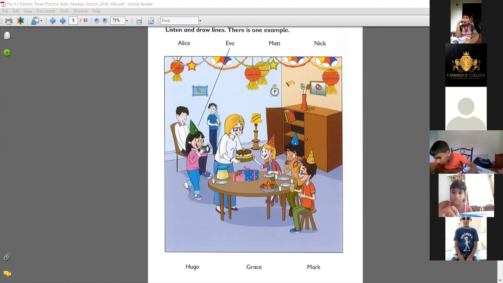Listen and look. There is one example. Here's a photo of my birthday party, Mr. Black. Oh, yes. That's fantastic. Who's that? The girl with the camera. That's my friend Eva. She loves taking photos. So do I. Can you see the line? This is an example. Now, you listen and draw lines.